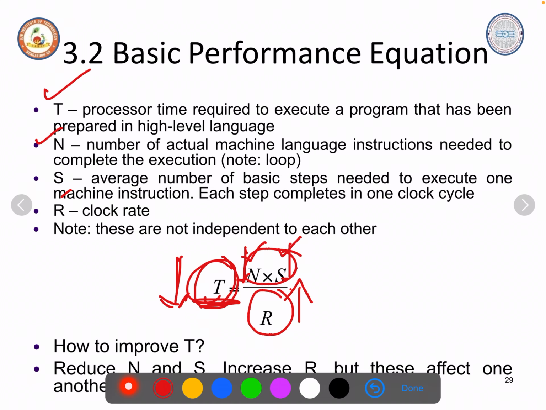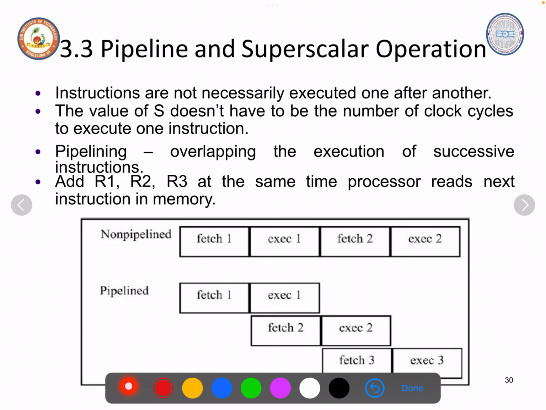Suppose the value of N is reduced, the source program is compiled into fewer machine instructions. If I want to reduce the value of S, it indicates a smaller number of basic steps which you need to perform, or the execution of instructions is overlapped. Then if I make use of a higher clock frequency, the R value will increase. Obviously the time required can be reduced. So this is the effect of the basic performance equation of a system.